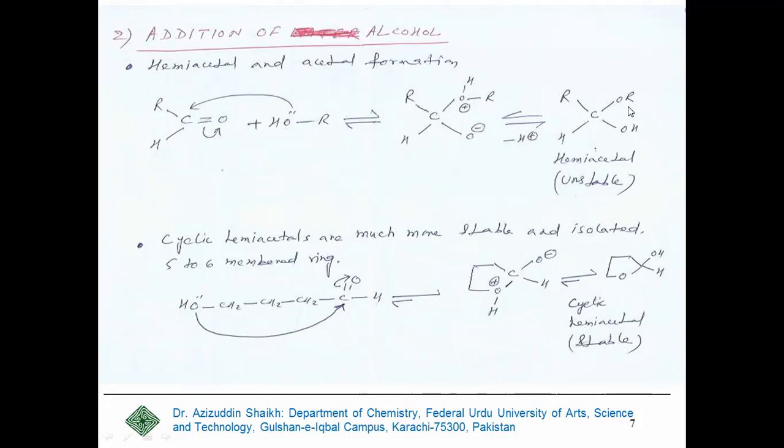So this is the hemiacetal. It is unstable. It can further react with another molecule of alcohol and is converted into an acetal. So the acetal is highly stable as compared to the hemiacetal. The hemiacetal is the intermediate of the acetal.